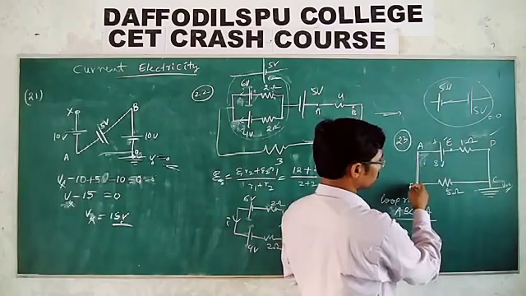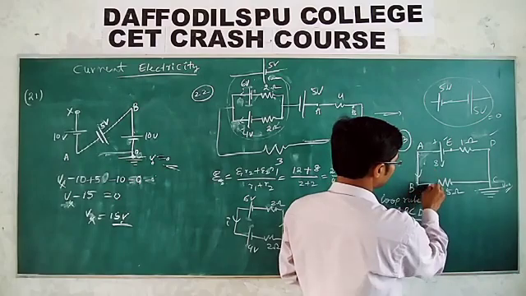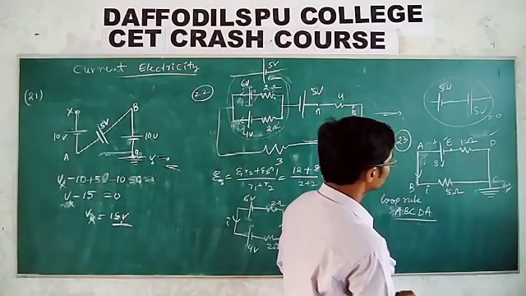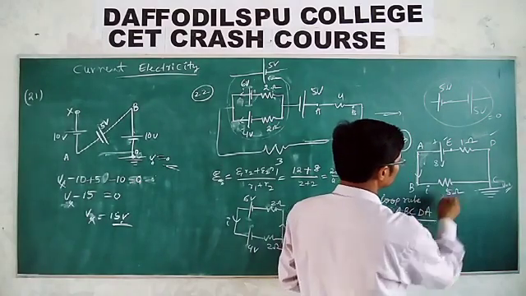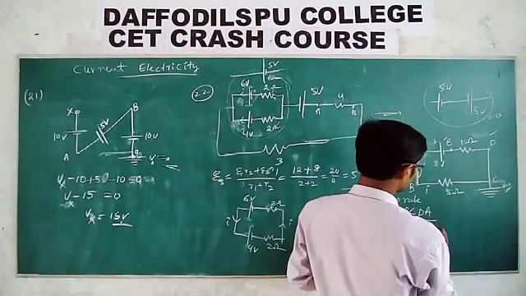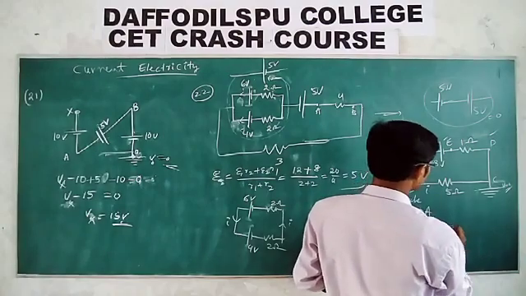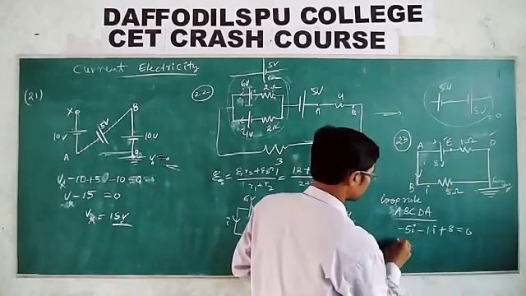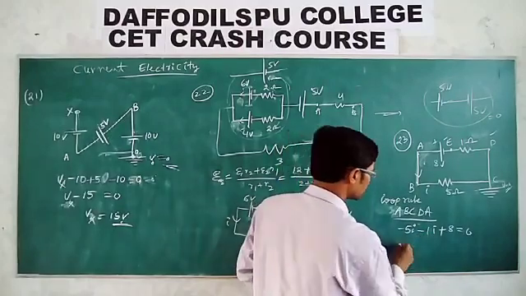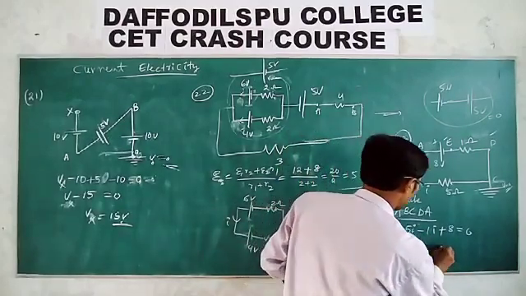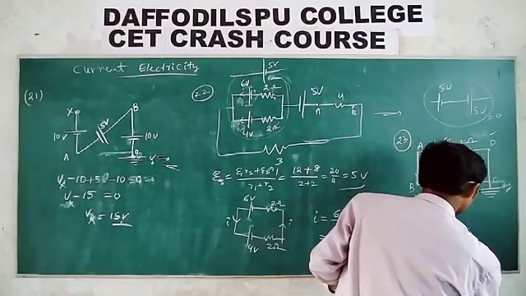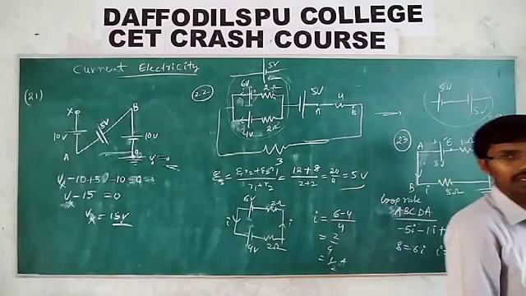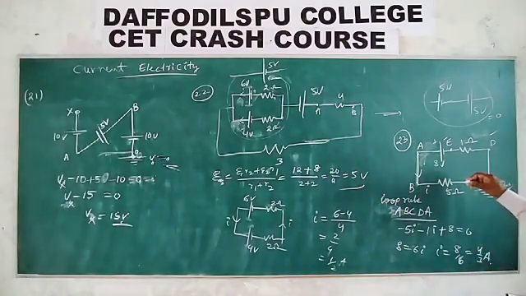Now when we move from A to B, no components, and if the current flowing is I, then minus 5I, again here minus 1 into I plus 8 is equal to 0. Then minus 5 minus 1 is minus 6I, plus 8 is equal to 0. So 6I is equal to 8, I is equal to 8 by 6, which is 4 by 3 ampere. But you need to find the potential at this point.